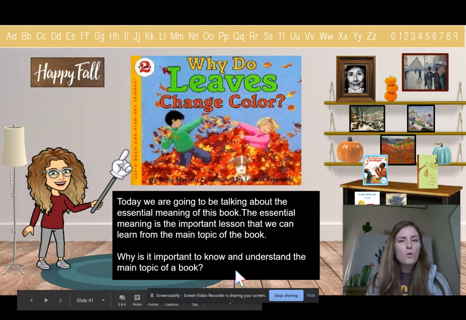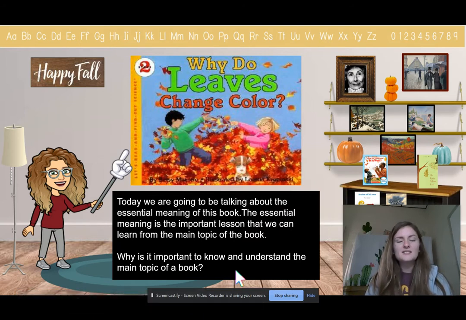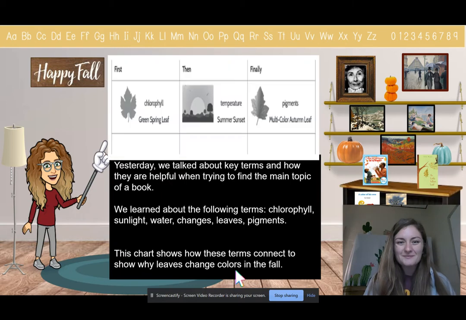Now, before we move on to our next slide, I want you to think about this question. Why is it important to know and understand the main topic of a book? Tell me in the puzzle, why do you think we have to know the main topic of a book? Because it puts the big picture in our head, right? If we understand the main topic, that means if we go to write about it, or if we go to talk to someone about this book, we can give them the main idea of the book. We can tell them all about the topic and the evidence to support that topic.